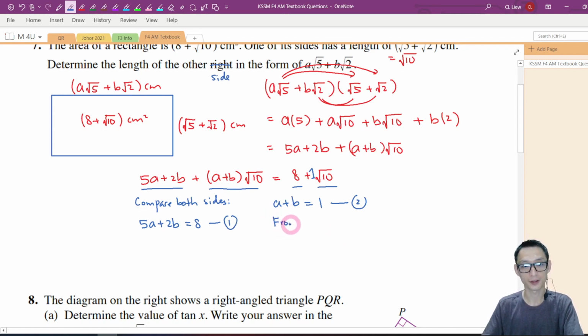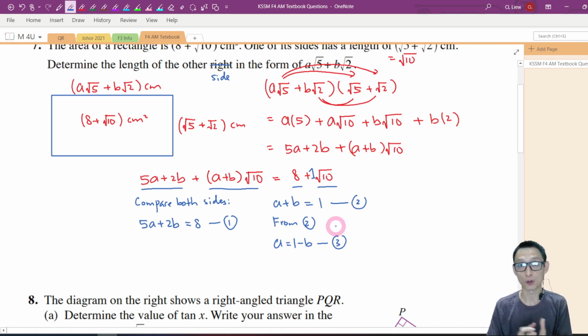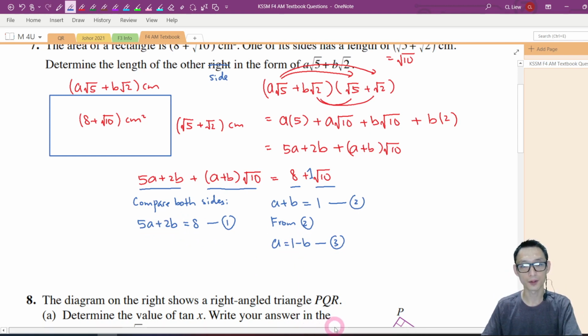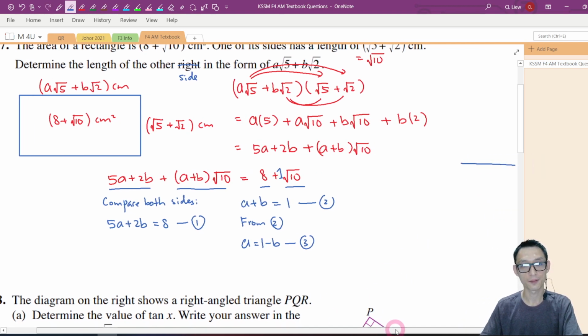From the second equation, I know that a is equal to 1 minus b. So let this one be the third equation. No matter whether you are using substitution method or elimination method, we have the same goal, which is to change the two variables into one variable. Okay, now I'm going to bring the third equation into the first equation. So I'm going to replace the a by 1 minus b. Substitute the third equation into the first equation.